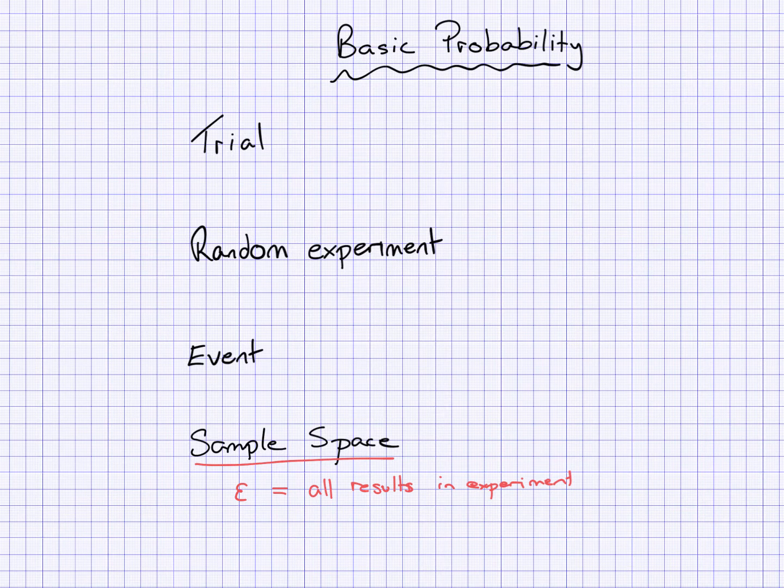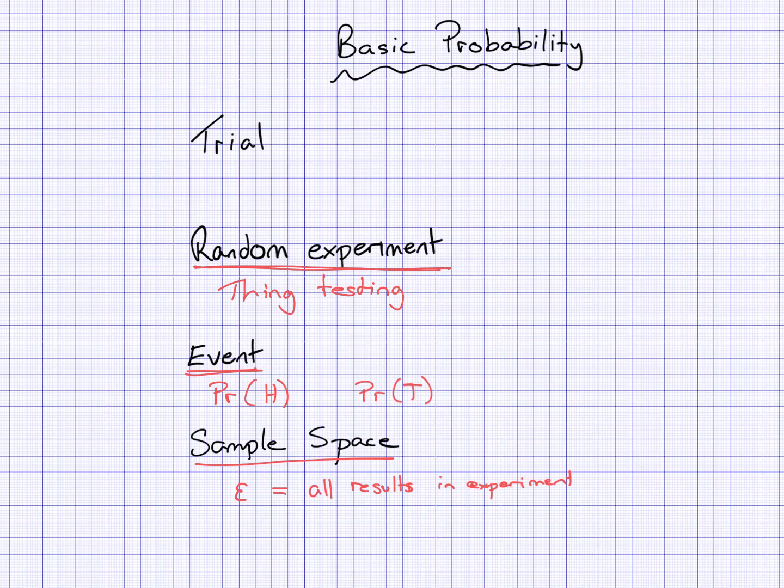The second thing is we could have a random experiment. This is just the thing that we're testing. Inside that random experiment we could be interested in one event happening. So if we're flipping a coin, we could be interested in the probability of a head or the probability of a tail. Each of those is called an event.